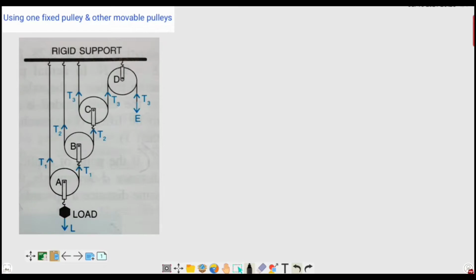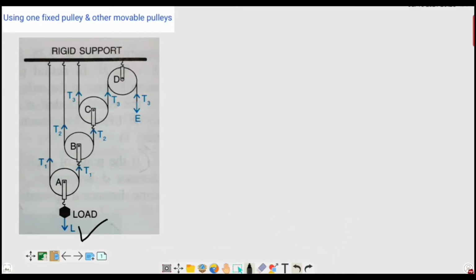Now, let's discuss the first combination of the pulleys. In this one, we are taking one fixed pulley and the others are movable. Just look at the figure. A, B, C, these three are the movable pulleys. Each is attached with a separate string. Each string has its own tension. All these three pulleys are attached with the fixed pulley, which is D.